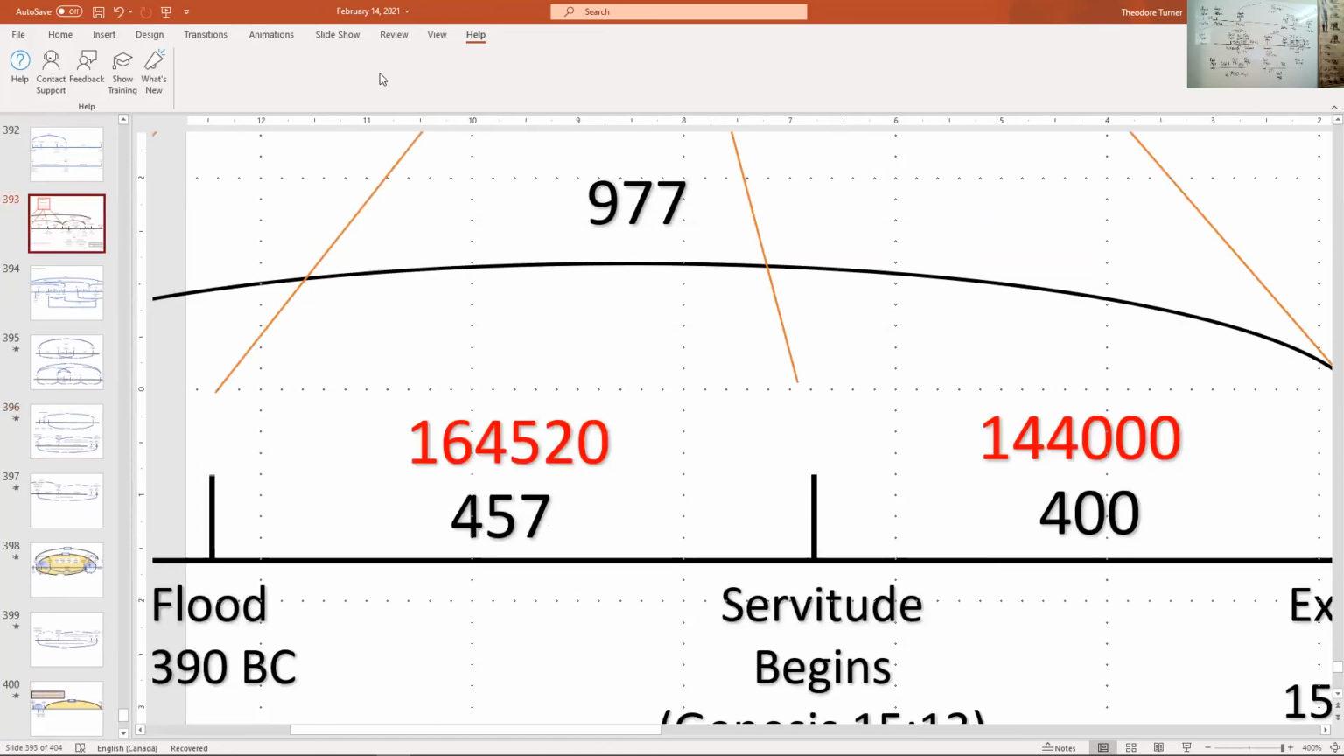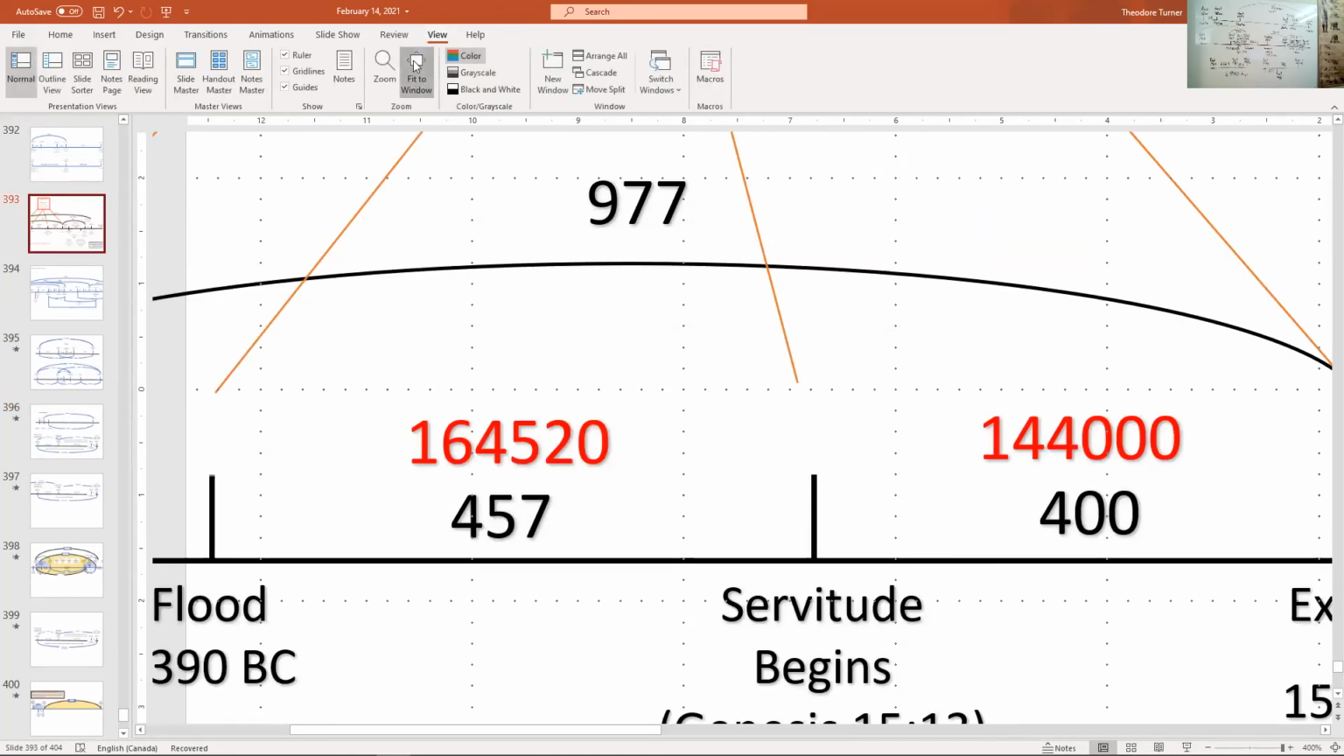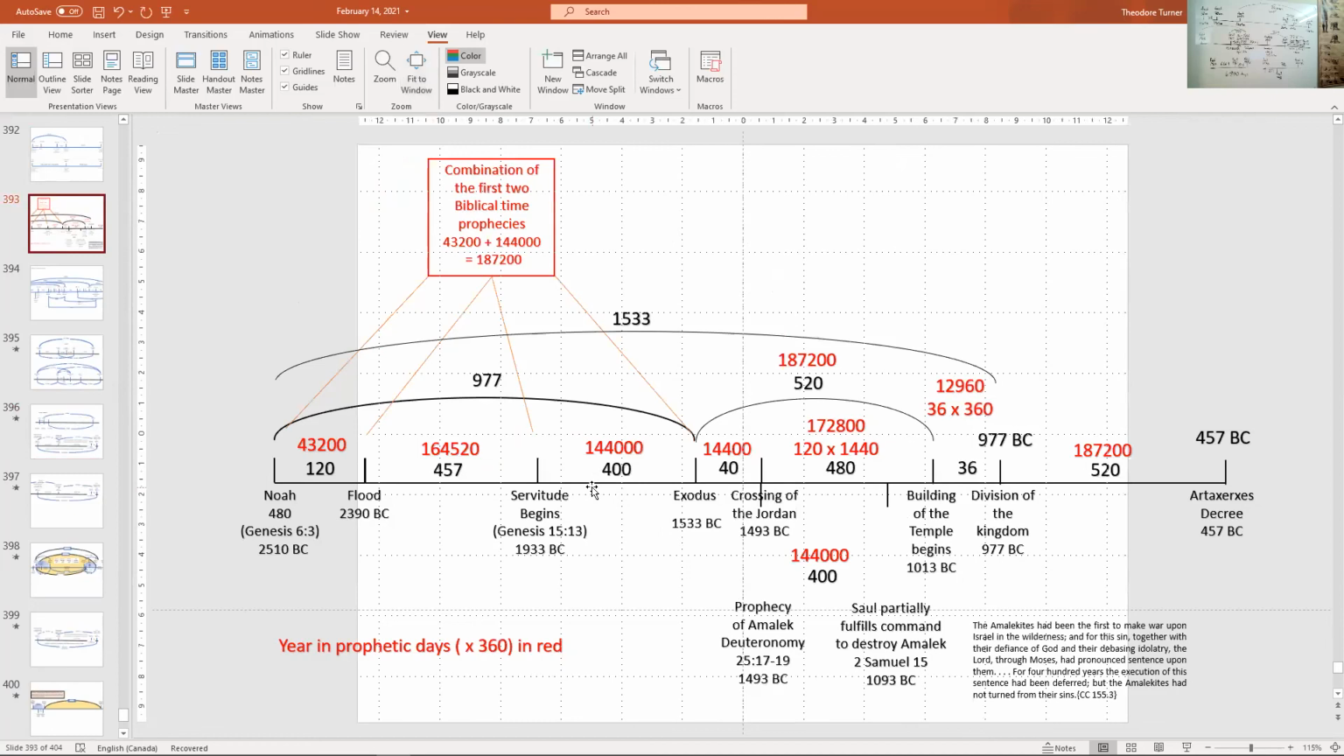So this is Stephen's work here. I just got to get it so it fits to the window. So what Stephen had done is, you can see here, this is Noah, his 120 years. And Stephen's not using the actual number of days. He's just using the days as a symbol. So he takes 120 years and multiplies it by 360. When he does that, he gets 43,200.